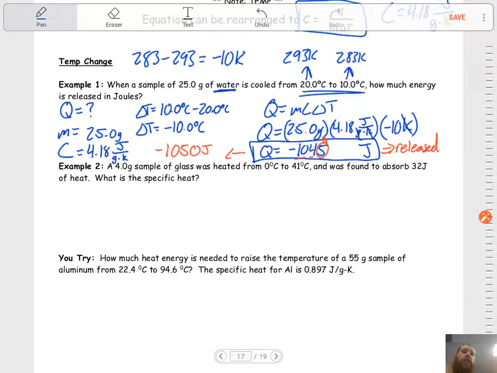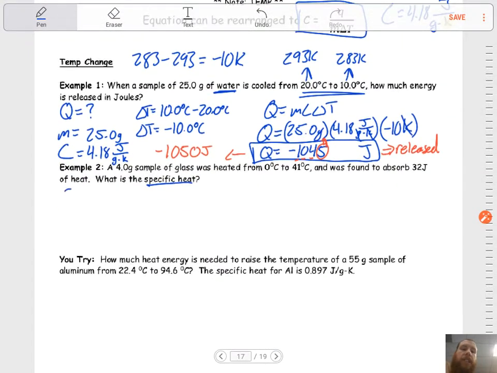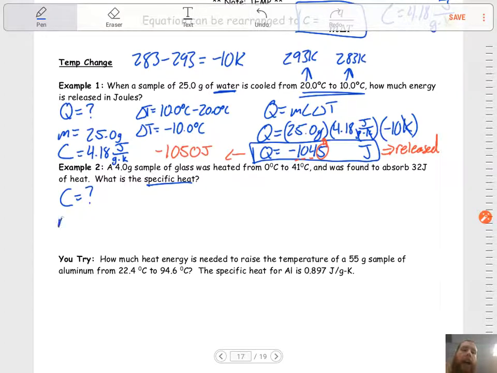So in this one, I'm going to move a little bit faster, okay? Specific heat is what I'm looking for now. If I look up here, specific heat, guys, is C. So C is what I'm looking for. I have my mass, which was given as 4 grams. My delta T, so heated from 0 degrees to 41 degrees.